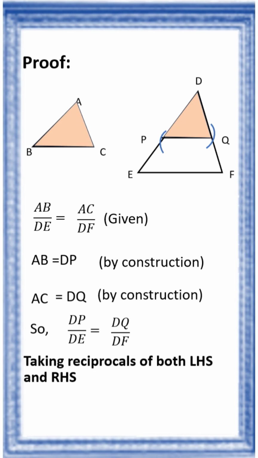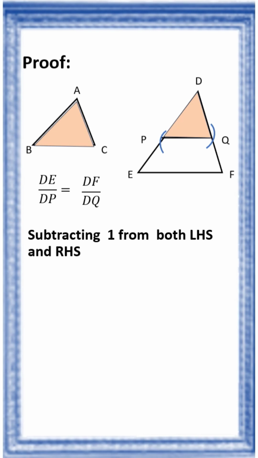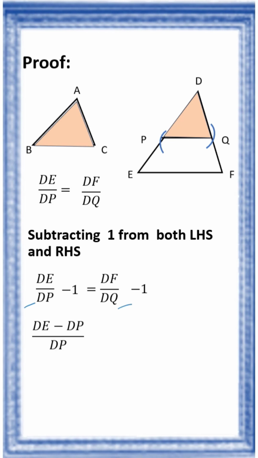Taking the reciprocals of both LHS and RHS, DE/DP = DF/DQ. Now what will you do? Subtract 1 from both LHS and RHS. Here DP is the LCM, here DQ is the LCM. So (DE - DP)/DP = (DF - DQ)/DQ. Look at the figure. DE minus DP, what is it? PE. So PE/DP. And DF minus DQ is QF, so QF/DQ.